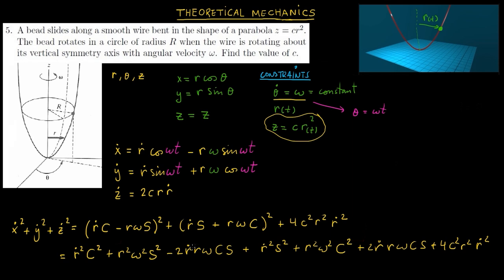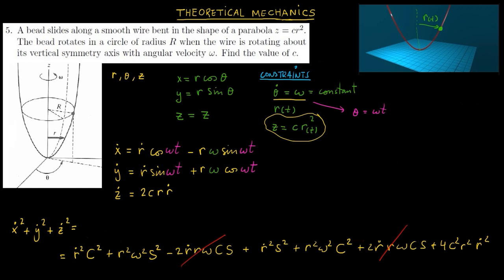And then we can cancel out this term with this term. And let's factor out this expression plus this expression. Cosine square plus sine square is equal to 1. And then we obtain r dot square. Okay. Let's see this term and this term. For the same reason, we obtain r square omega square. And let's see, the remaining term is 4c square r dot square.